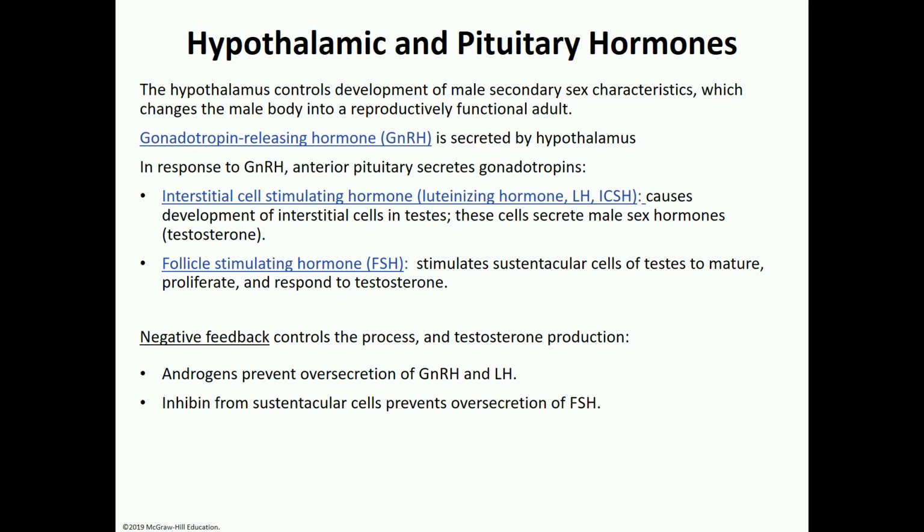Now, by negative feedback, when testosterone is produced, that is going to inhibit and prevent the overproduction of gonadotropin releasing hormone and luteinizing hormone. These testicular cells, not only do they stimulate spermatogenesis, but they also release a hormone known as inhibin. Inhibin hormone is going to inhibit and prevent the oversecretion of FSH.